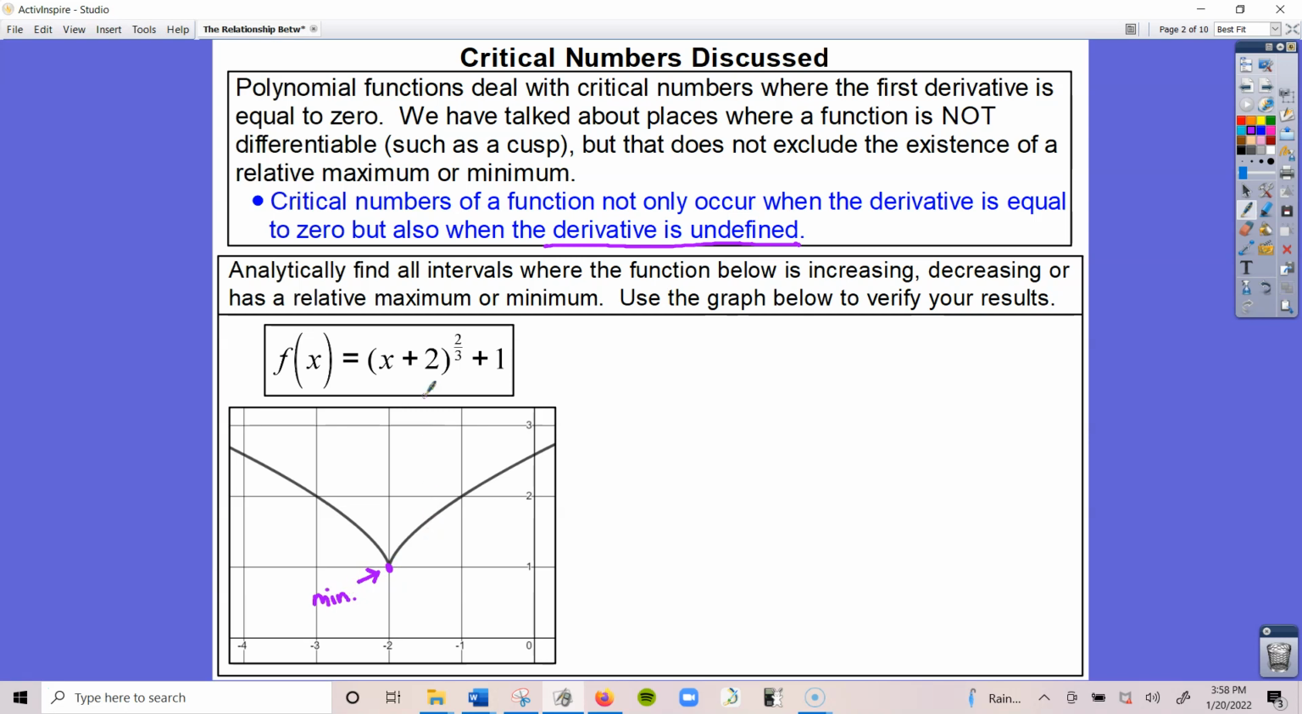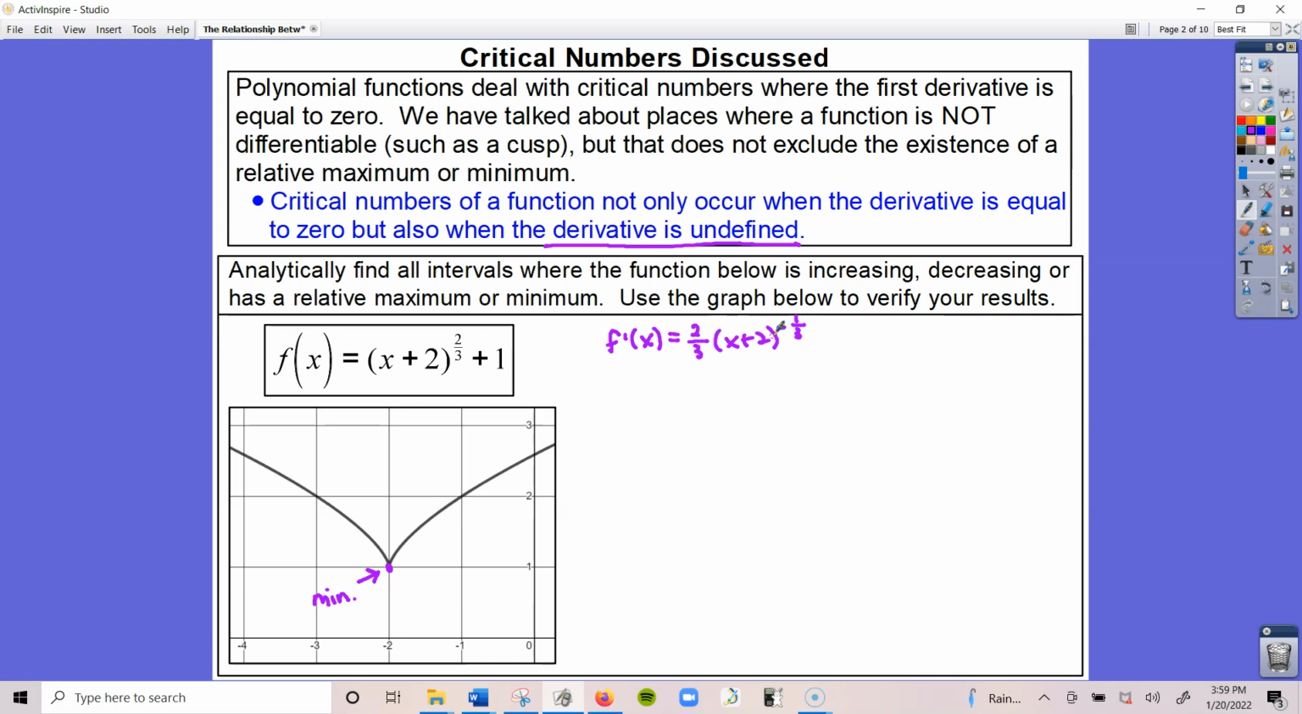So if I didn't have a graph, how would I figure out that that is a minimum? Let's do what we did in the previous one. We're going to do the exact same thing, figure out when it's increasing, decreasing, and when there's a maximum or minimum. So let's go ahead and take that derivative. Because we have this function where you have the parentheses raised to a rational exponent, we're going to apply the chain rule here. So this is 2/3 times (x plus 2) raised to the negative 1/3. That's it, because the derivative of 1 is 0. This is my first derivative.